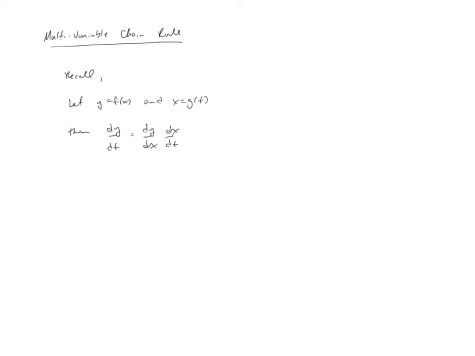All right, so in this video, we're going to talk about the multivariable chain rule. Before we get into the multivariable chain rule, I think it's important to point out and remind you of the chain rule from Calc 1. So if I let y equal f of x and x equal g of t, then we've defined dy/dt to be dy/dx times dx/dt.